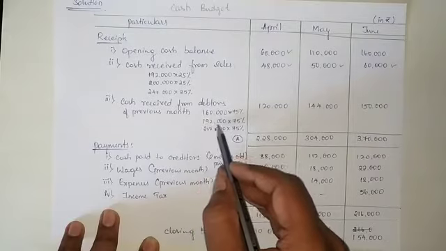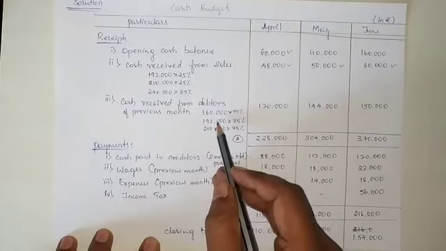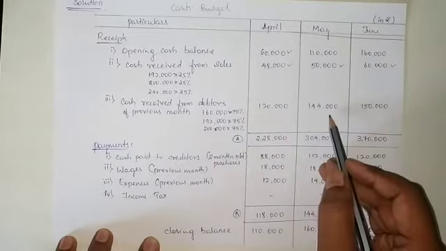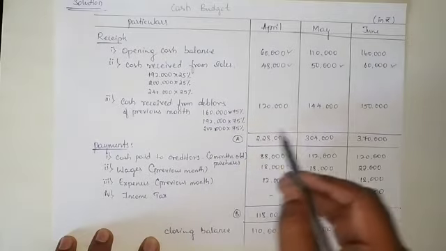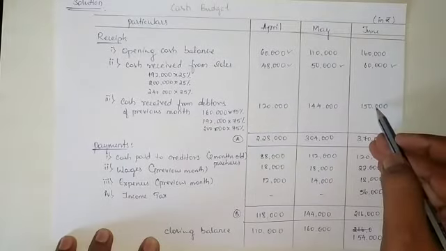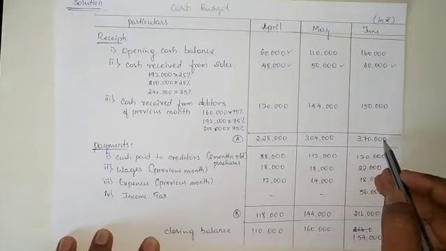This particular amount is related to April, and 75% of this amount is received in May. Then 2 lakh is sales related to May, out of which 75% is credit sales. That amount, 1,50,000, is received in June. So these are total receipts.